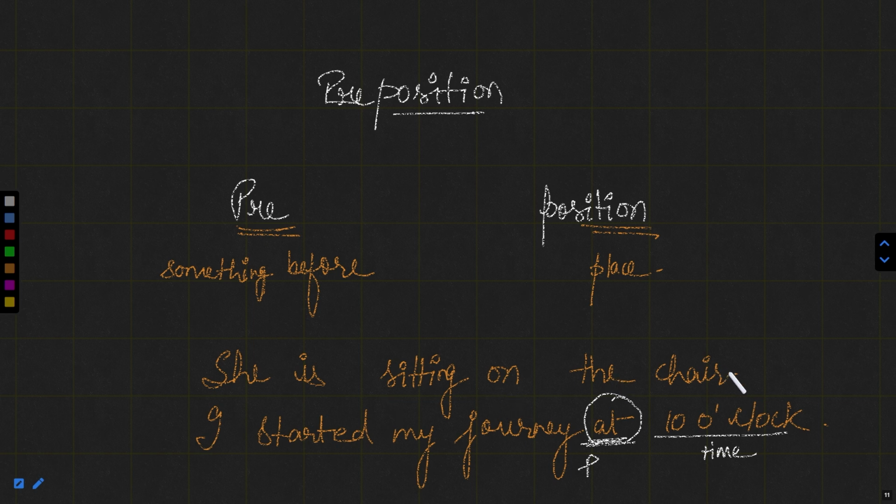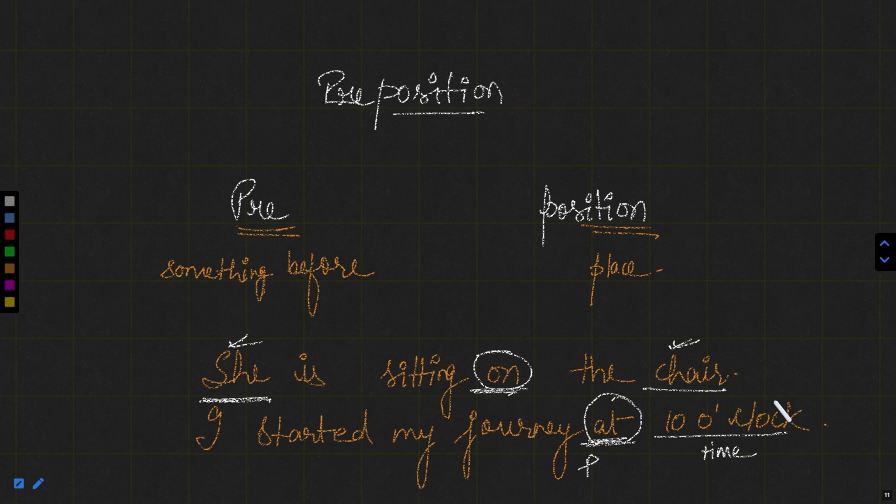She's sitting on the chair. So on is the preposition, chair is the place, the position where she's sitting. So this person is on this chair, and it is indicated by the word on, which is written just before the position.